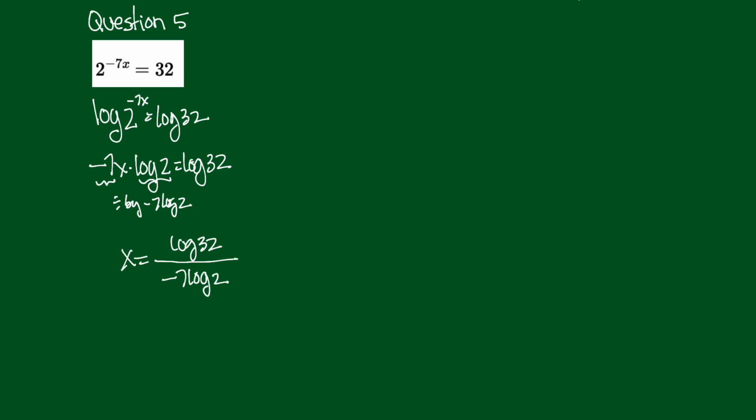We just need to be careful how we put this in. So I'm going to put it in like this. Log, parentheses, 32, divided by, now, parentheses, negative 7, press the log key, you get log, parentheses, 2, close, and close. That gets me the entire denominator. And out of this, I am getting that x is about equal to negative 0.7143 maybe.